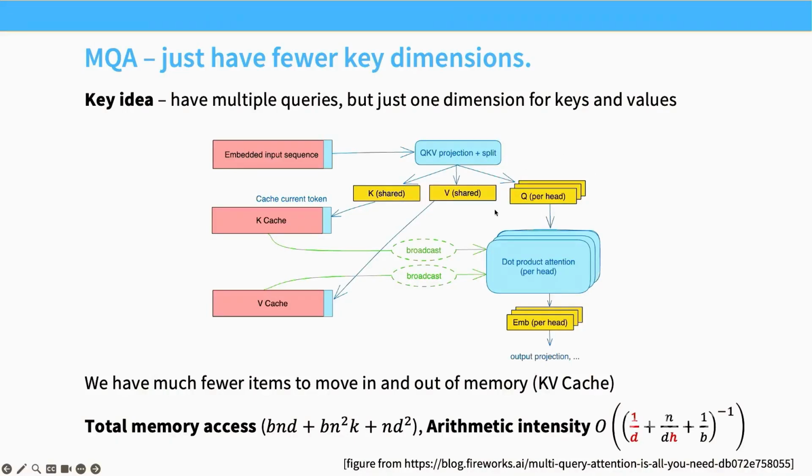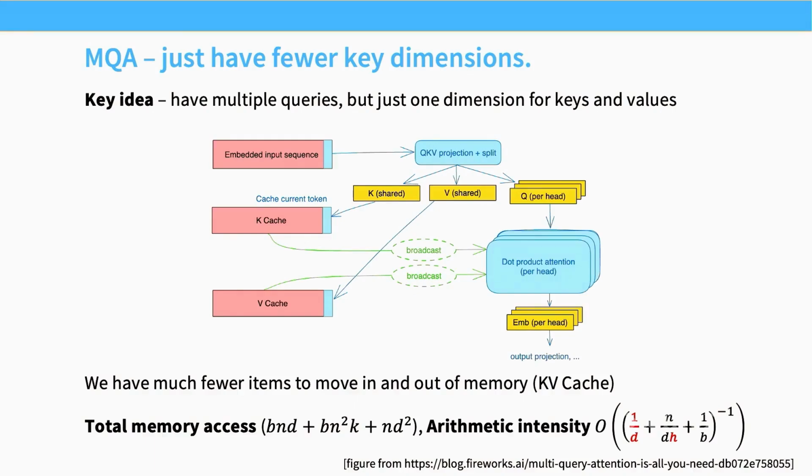If we do this, then this drastically removes the amount of items that need to be moved in and out of memory, right? Because the KV cache is now significantly smaller. These are all shared across all the heads. This significantly reduces the total memory access as well as the arithmetic intensity. The key term that we were talking about here, we had the N over D term. Now we have H multiplying this, right? And so this H term allows us to significantly increase the arithmetic intensity if we have a lot of heads, right? This is a significant gain over what we had before.